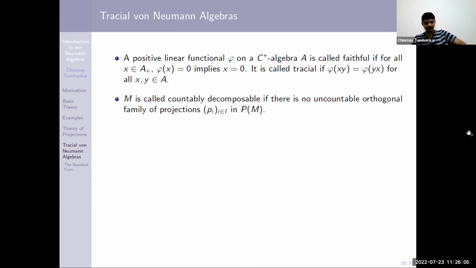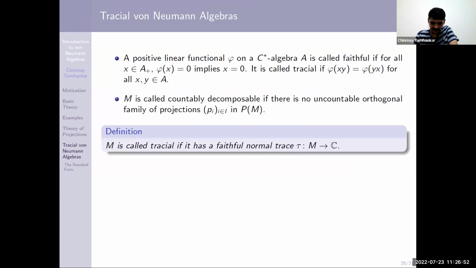So let's start with a C-star algebra A, and a positive linear functional phi on A is called faithful if for any positive element x, phi of x is 0 implies x is 0. So any non-zero positive element goes to a strictly positive real number. And this functional is called tracial if phi of xy is equal to phi of yx for all x and y. And a von Neumann algebra M is called countably decomposable if it does not have any uncountable orthogonal family of projections in M.